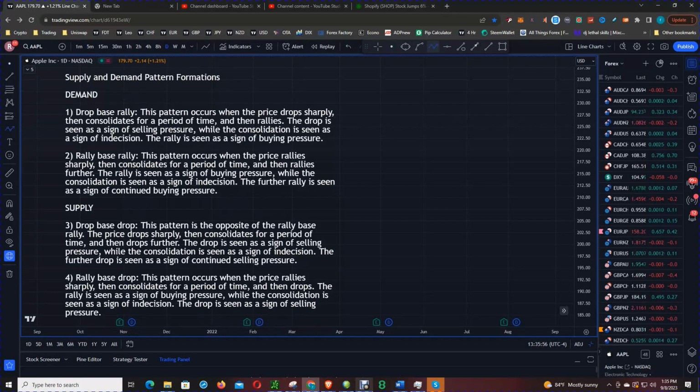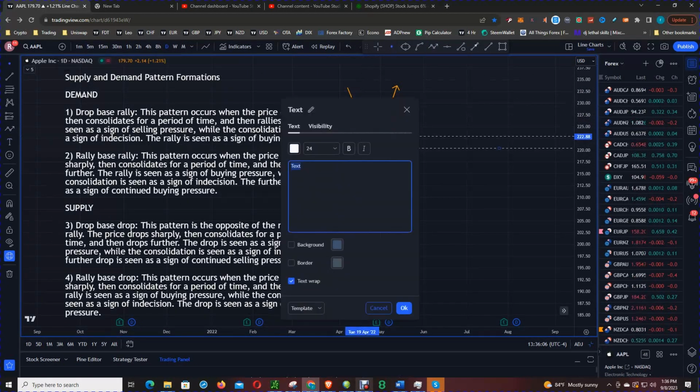So it looks like this. You have a drop, base, and then the rally. Drop, base, rally.